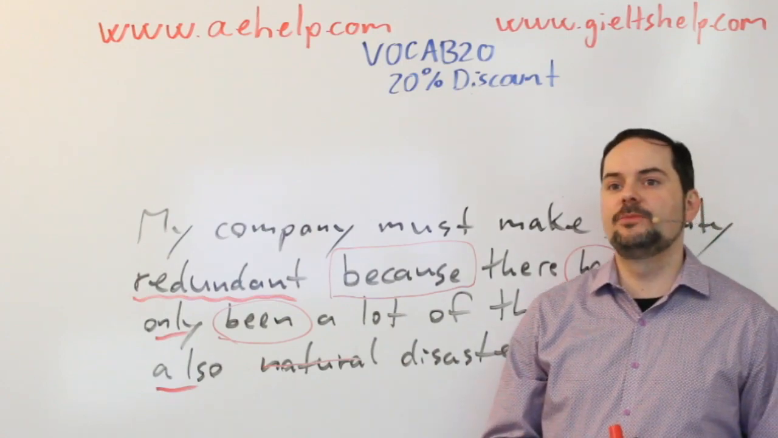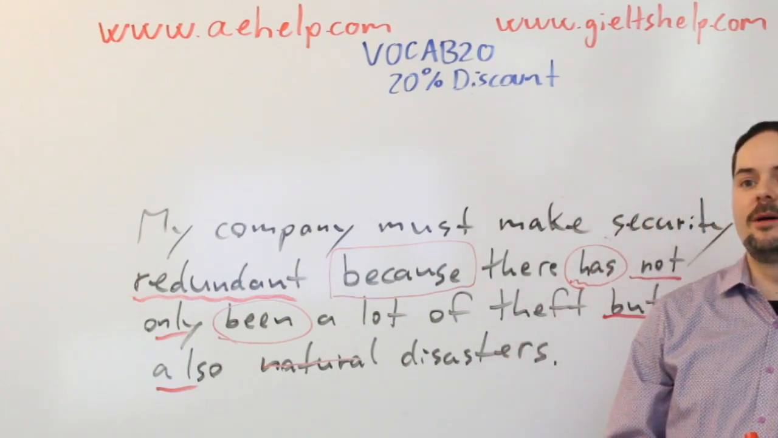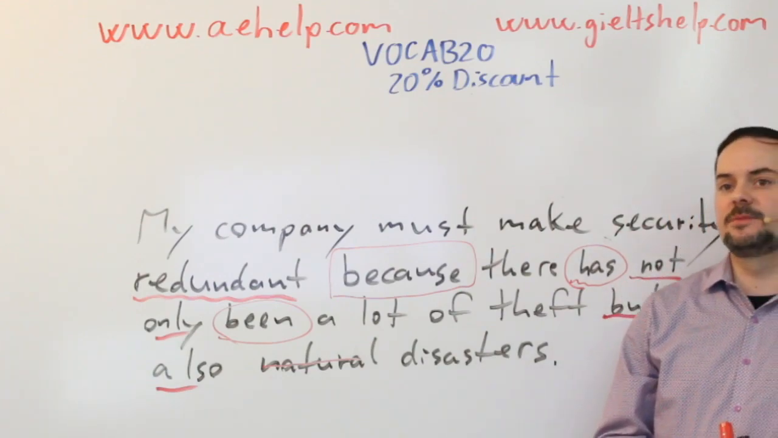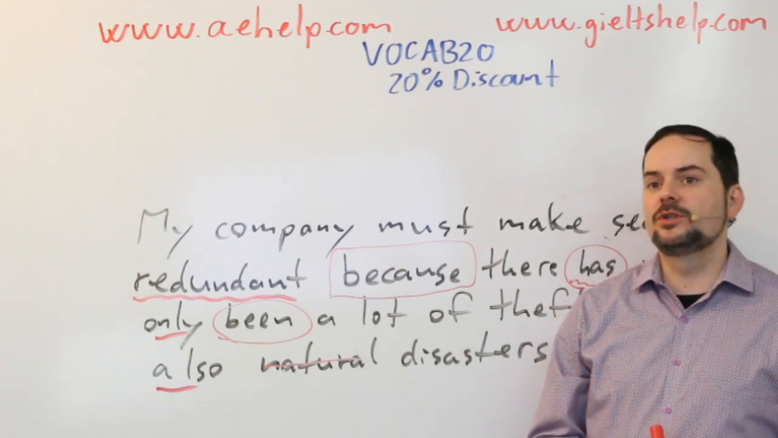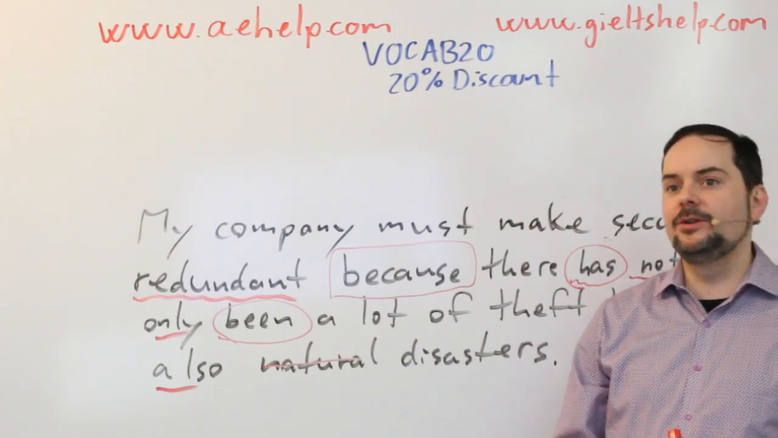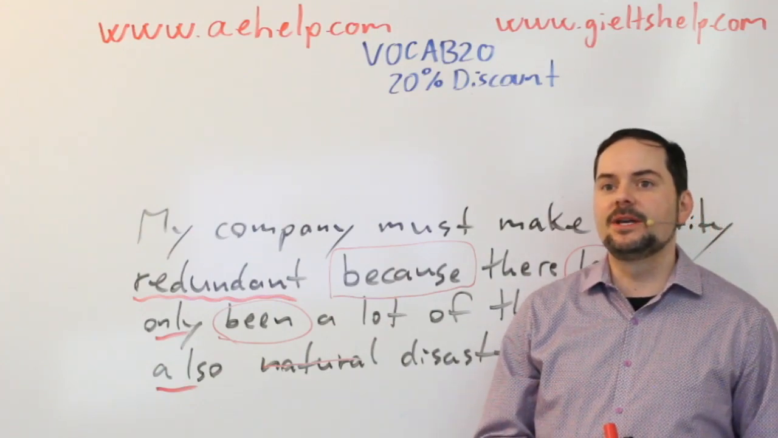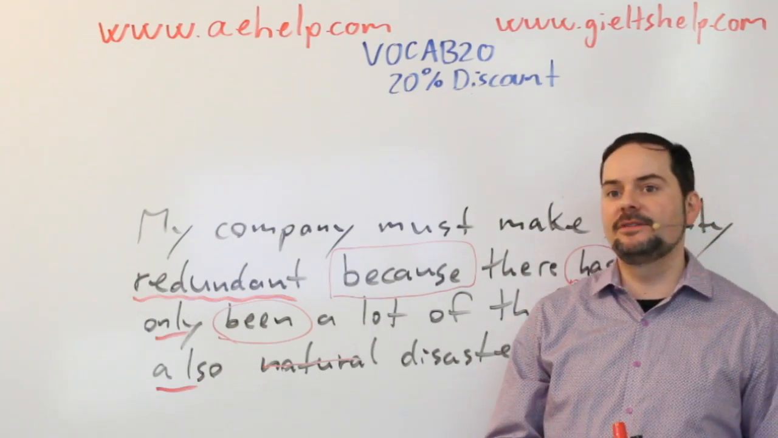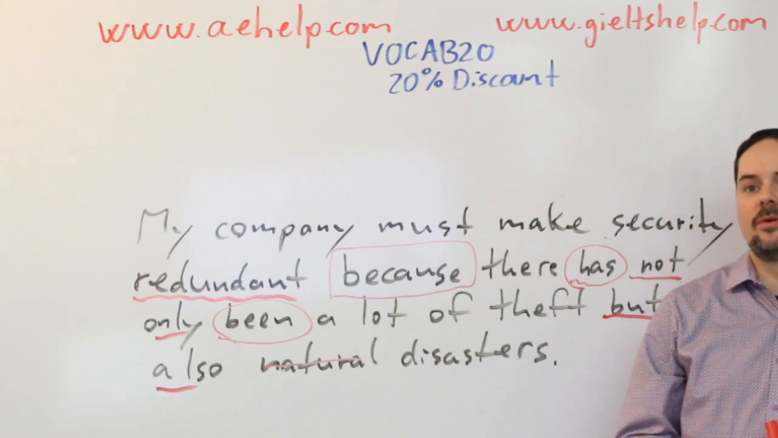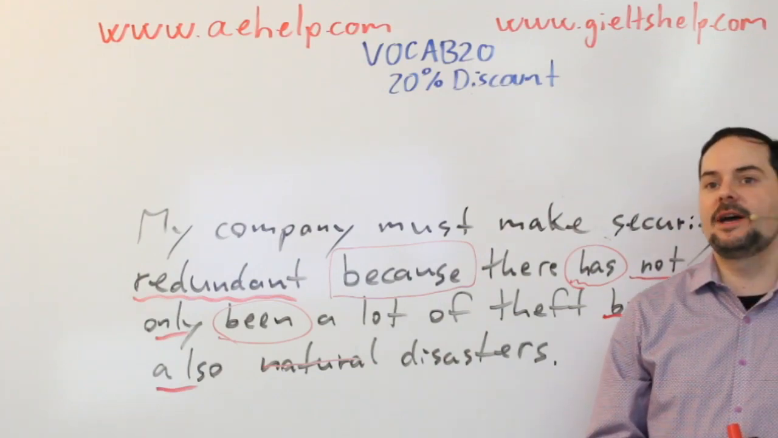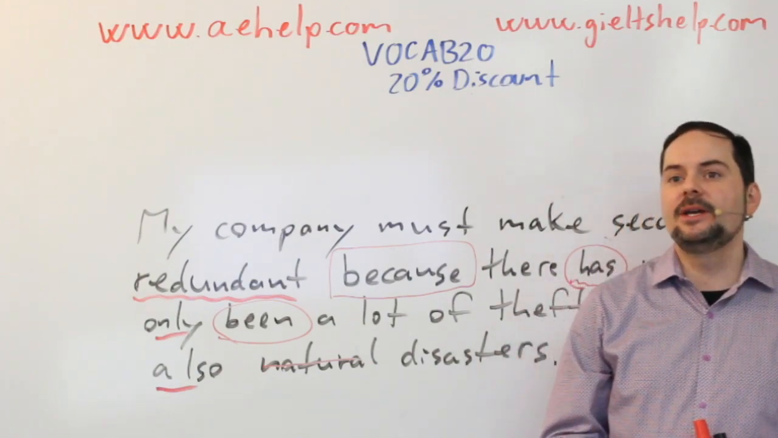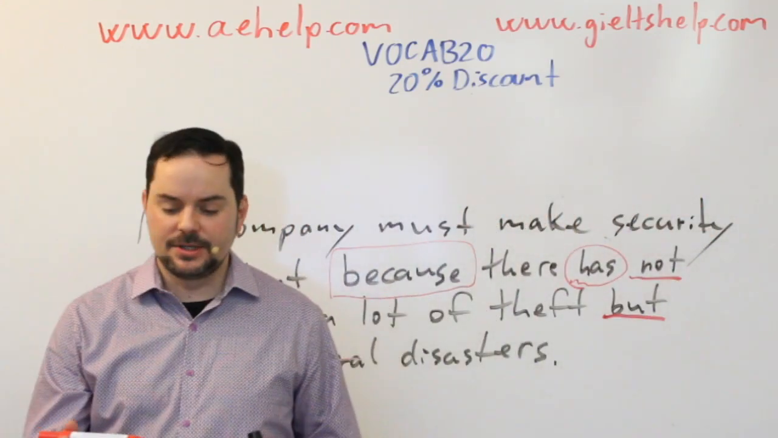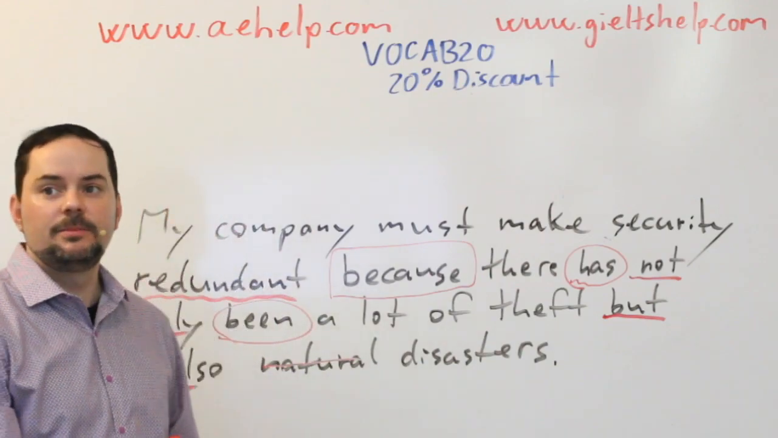Security redundant should be essential in my company to overcome problems like theft and natural disaster. That's close, Ankur. There's a couple of small mistakes in there. So security must be made redundant because it is essential in my company to overcome problems like theft and natural disasters. That would be correct. So since there has been a lot of theft and disaster, my company must make security redundant. Yeah, that's a good way to do it, Assad. You've made it a little bit more simple, but it works.